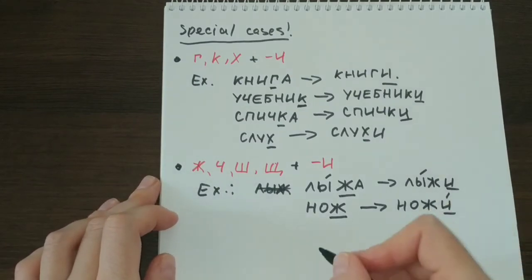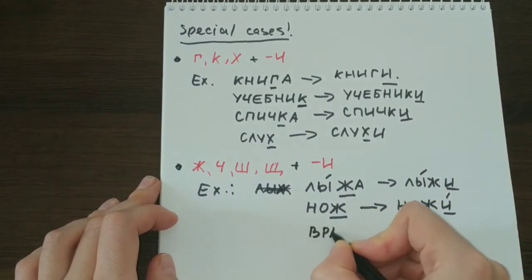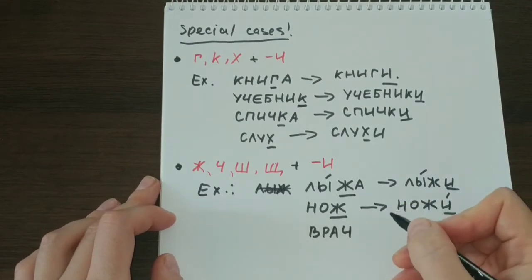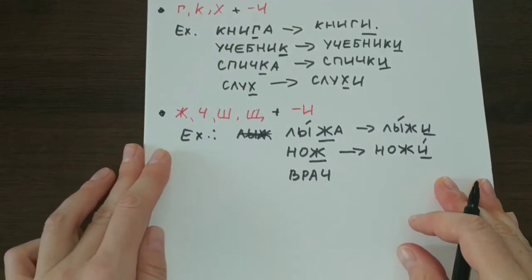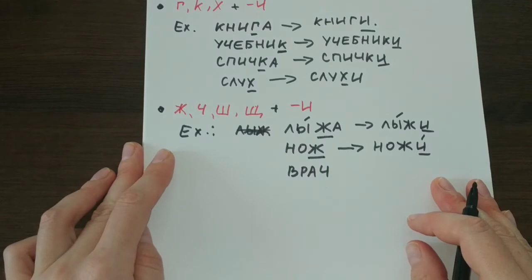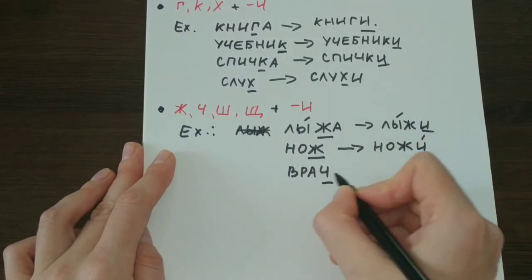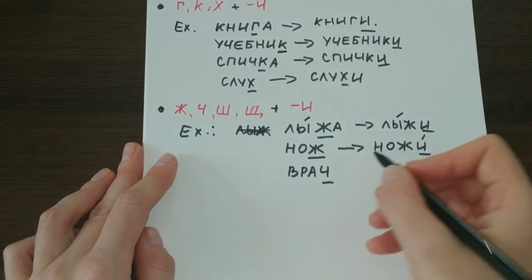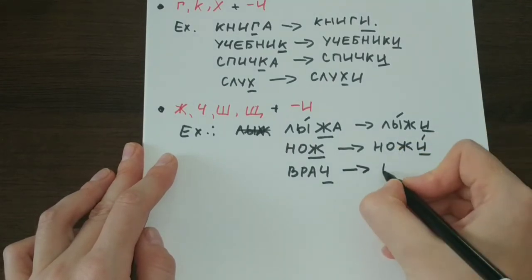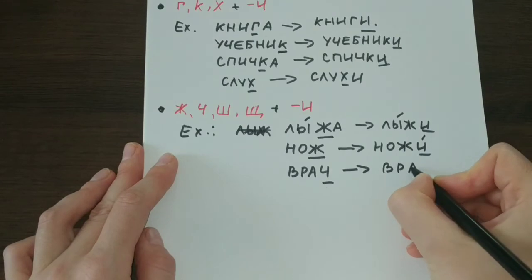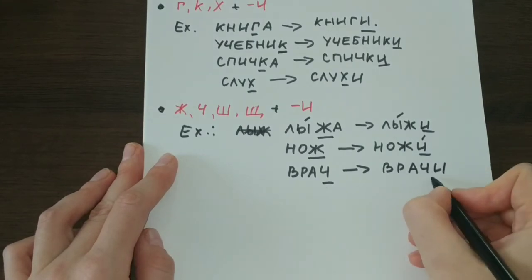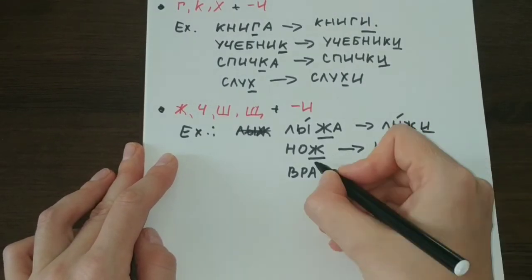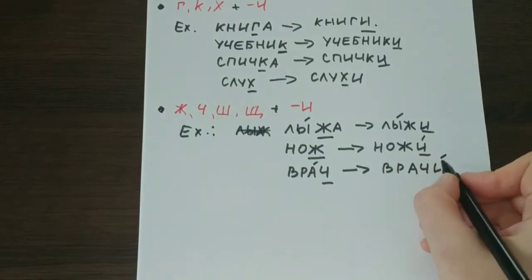Next we have this example, which is врач, meaning doctor. Врач is a masculine gender noun. It ends in ch. Ch here is the last consonant and also the last letter in our word. So the plural form is made by adding the e ending. Врачи. Врач, врачи. Again, the stress falls on the last syllable.